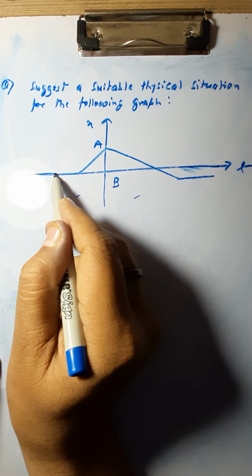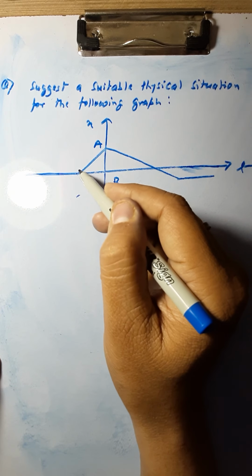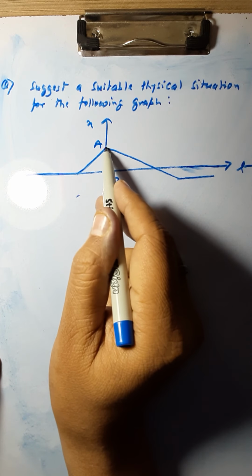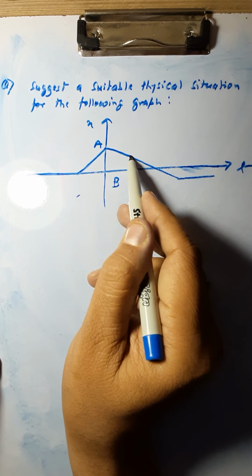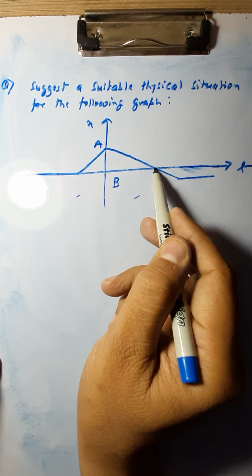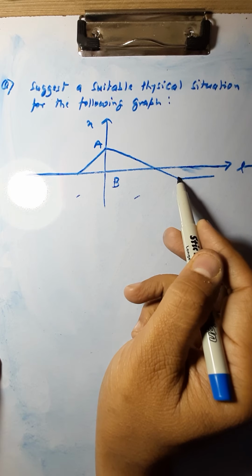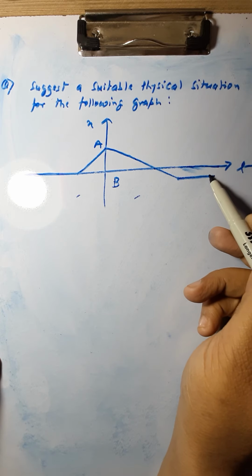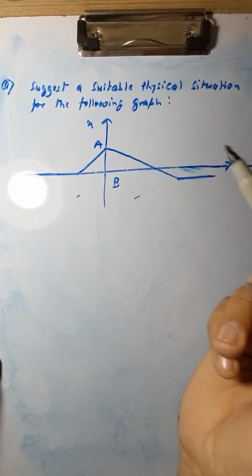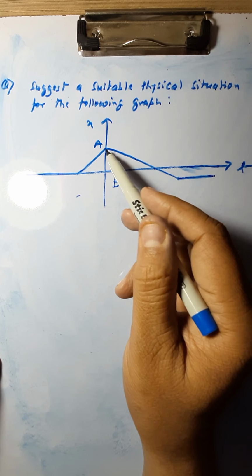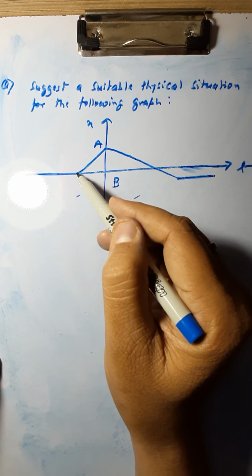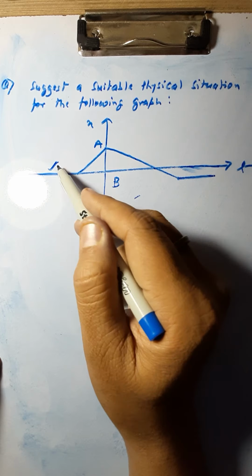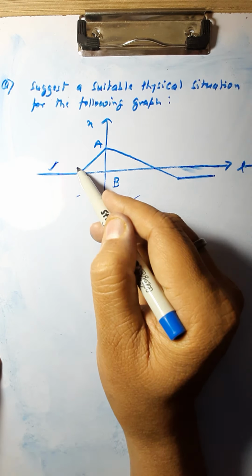An object has been at x equal to 0, moves with a uniform velocity till point A, and it again moves in opposite direction and reaches point B here and continues to stay at point B. So by seeing the x-t plot, we could see that the particle was at rest for time prior to this.